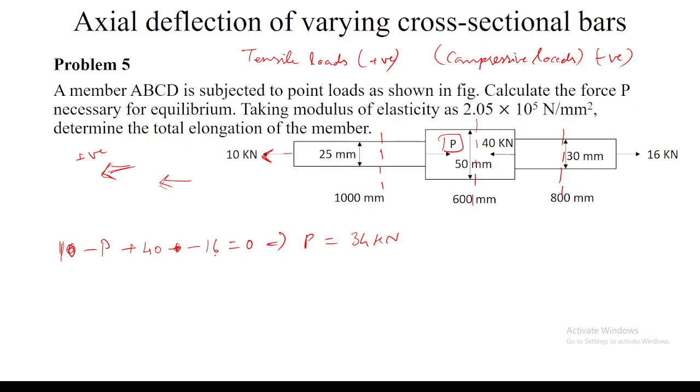Yeah, but what is more important is that you have to identify within each member what is the type of load, whether it is tensile load or compressive load. That is more important. For finding out the value of the unknown forces using force equilibrium, you can assume any direction and any sign convention according to your convenience. But once you have settled on a particular sign convention, you have to follow the same sign convention throughout the system.